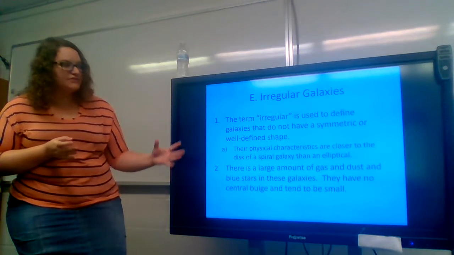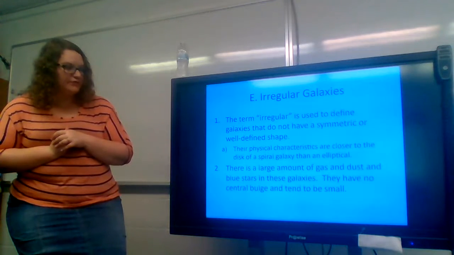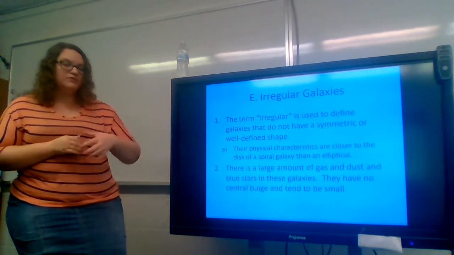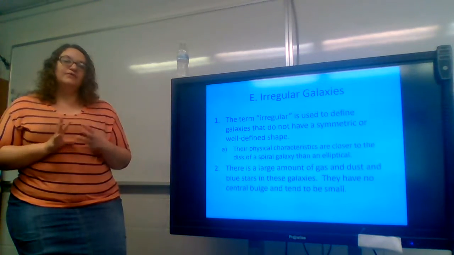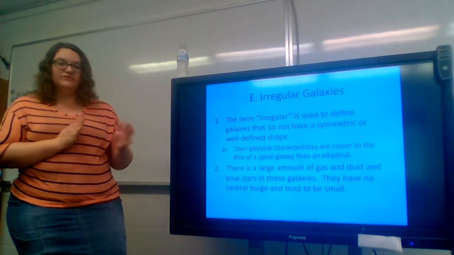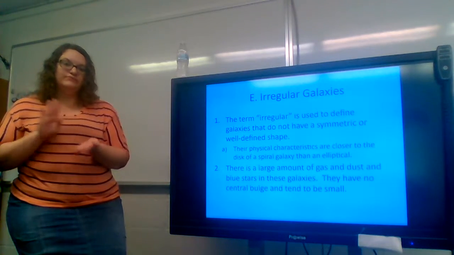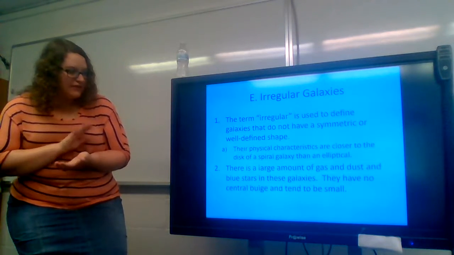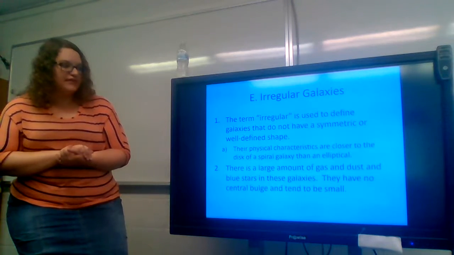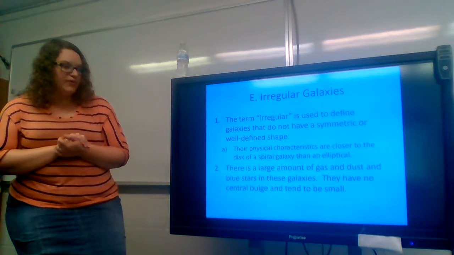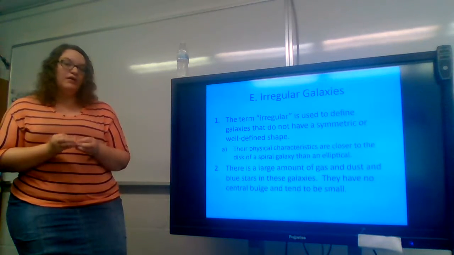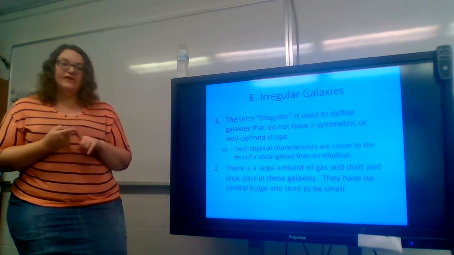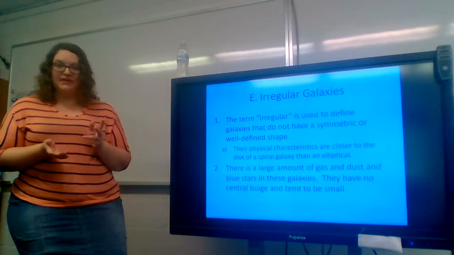Their physical characteristics are closer to the disk of a spiral galaxy than an elliptical, but again, they don't clearly fit any of those categories, so they give it the term irregular. There's a large amount of gas and dust and blue stars in these galaxies. They have no central bulge and they tend to be small, but because there are large amounts of gas and dust, they can easily make new stars.